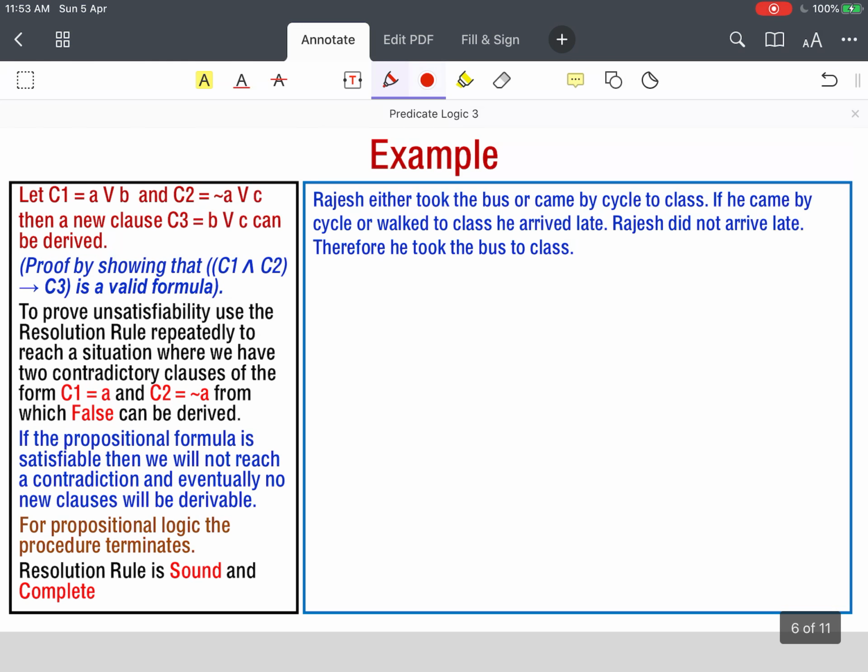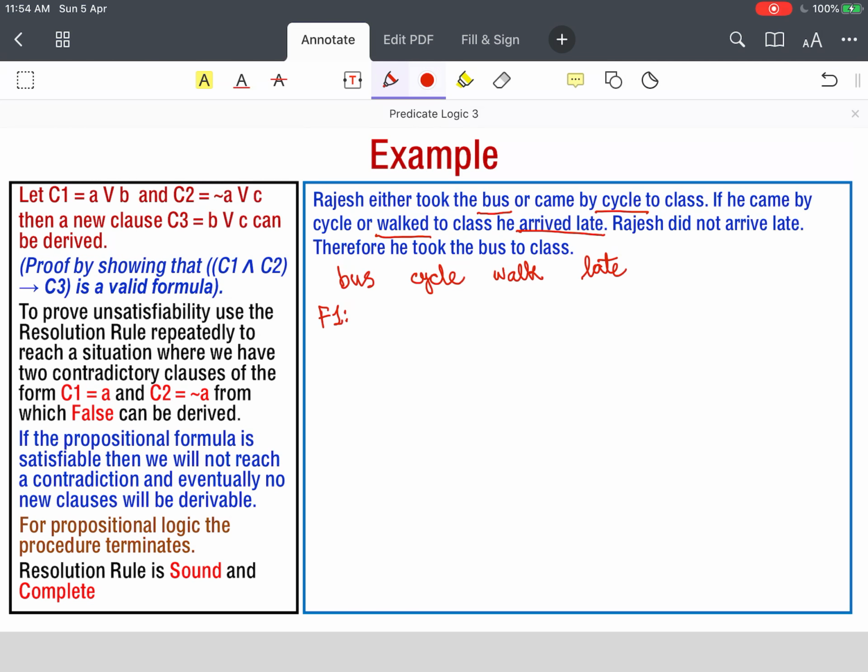So the first thing is our modeling in propositional logic. First thing is to identify the Boolean variables. The first Boolean variable is bus, that means he took the bus. Second is he came by cycle to class. The third is he could have walked to class. And the fourth is whether he arrived late or not. So these are the four Boolean variables.